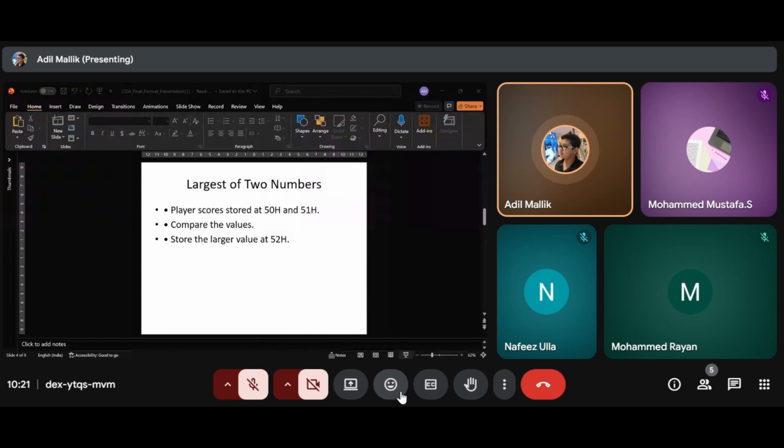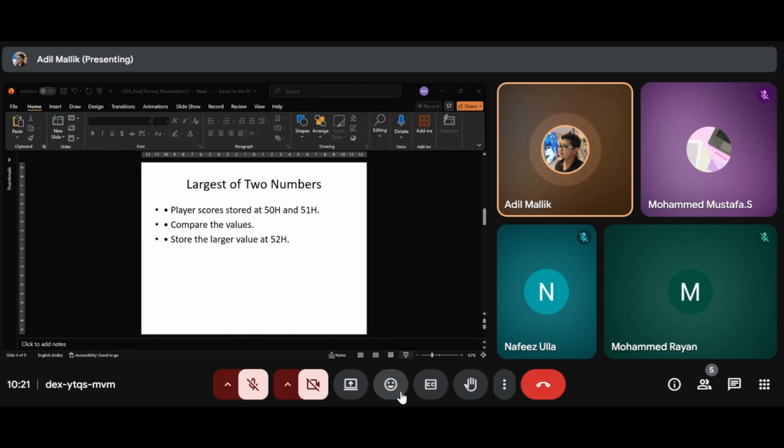Next, we have finding the smallest number. This is quite similar to the previous operation, but with the opposite logic. Let's say we have temperature readings stored at 53H and 54H. The microcontroller compares these two values and stores the smaller one in location 55H. This kind of operation can be very useful in systems where we need to find minimum readings, like in a temperature control system or monitoring low sensor values.